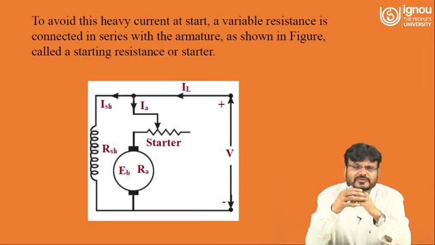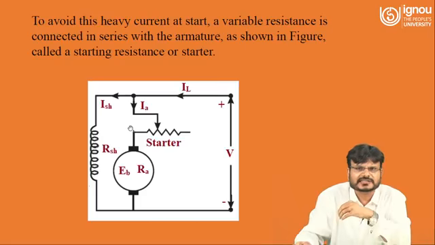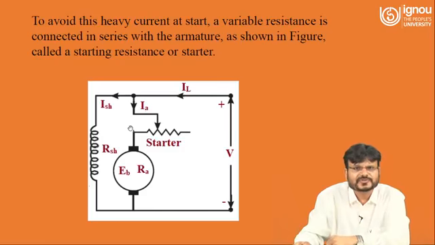Now what we have to do, because we have understood that this starting current is a very dangerous phenomenon for the DC motor. So what should we do? We have to think of some mechanism to protect this DC motor. To avoid this heavy current at start, a variable resistance is connected in series with the armature, which is called the starting resistance of the starter.